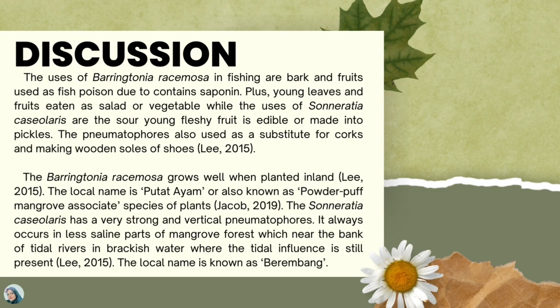Next, for the Barringtonia racemosa, it grows well when planted inland, and the local name is putat ayam, which is also known as powder puff, a mangrove associate plant. Next, for the Sonneratia caseolaris, it has very strong and vertical pneumatophores, and it always occurs in less saline parts of mangrove forests, near the banks of tidal rivers in brackish water. The local name of Sonneratia caseolaris is berembang.